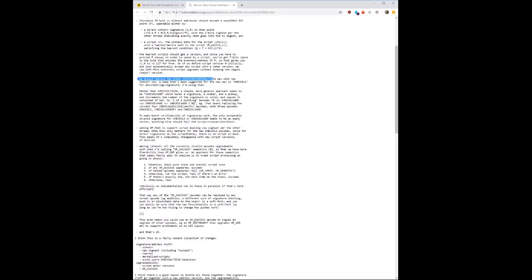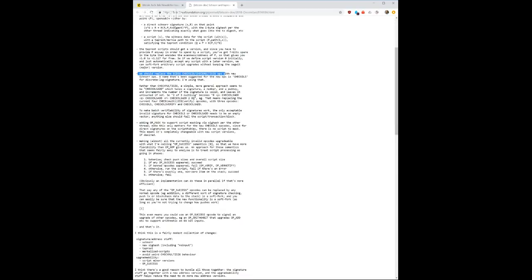As part of the Schnorr update, Segwit version 1 will not support ECDSA checksig and check multisig ops. So instead of using ECDSA, if you're using Segwit version 1, you would only be using Schnorr. So there is no ECDSA for Segwit version 1, or at least that's the proposal.